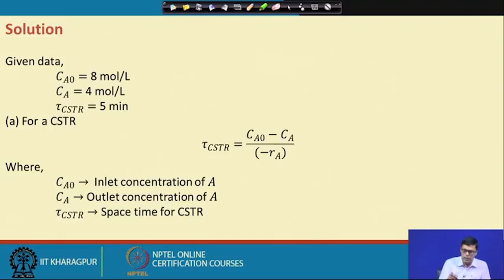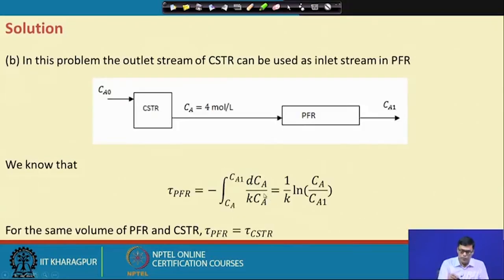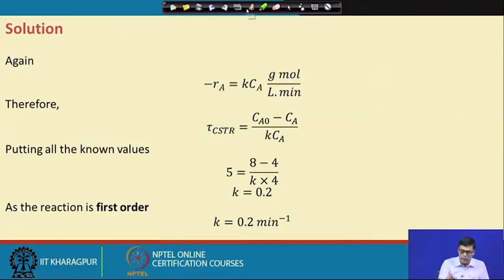Now, this is what is given in the problem. CA0 equal to 8 moles per liter, CA is 4 moles per liter, and tau is 5 minutes. So, this is the equation that we have. If you put in this equation, you can easily find out the value of K. If you assume this is a first order reaction, the unit will be minute inverse.